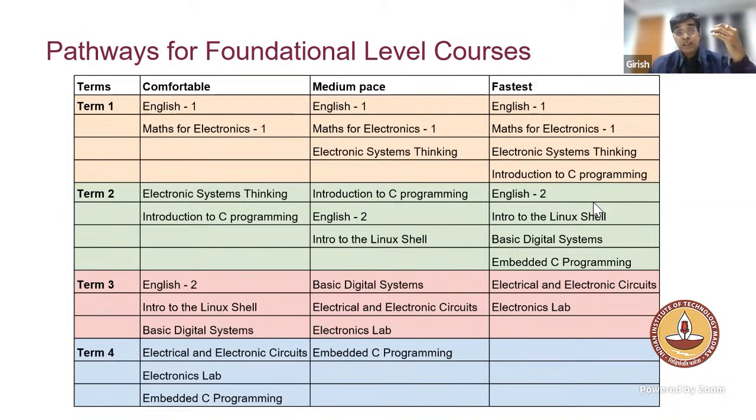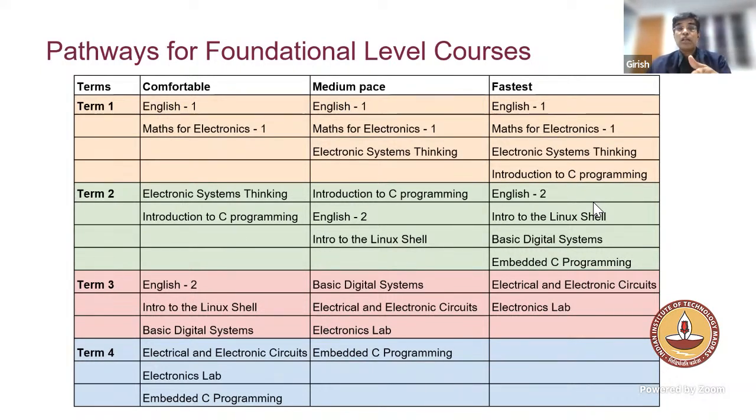For BS in Electronic Systems, we have 2 terms every year, unlike BS in Data Science, where we have 3 terms every year. And we are providing 3 pathways: the comfortable path, medium pace, and the fastest path. The comfortable path is for those students who are doing another program or another degree in a different college, and they might want to balance the college degree and this particular program. In such cases, you can take up 2 courses in a term, so that it will not be very stressful and you will be able to comfortably and successfully complete the courses of the BS program.